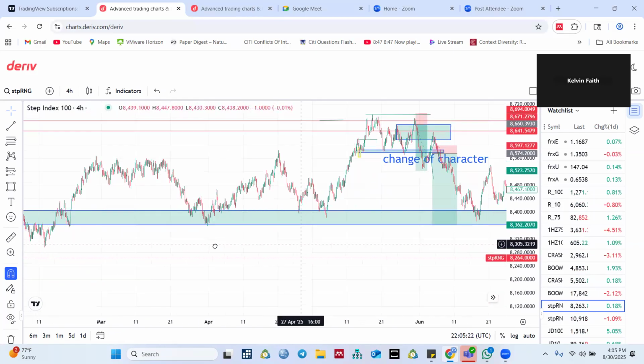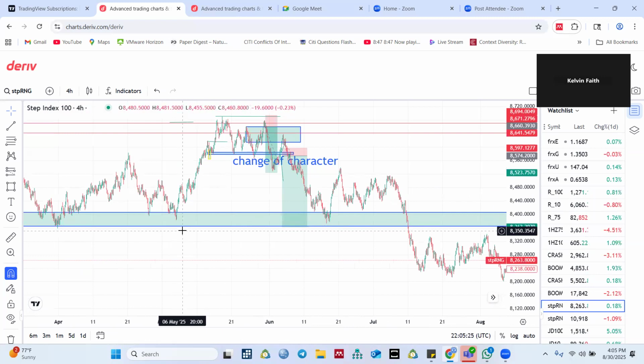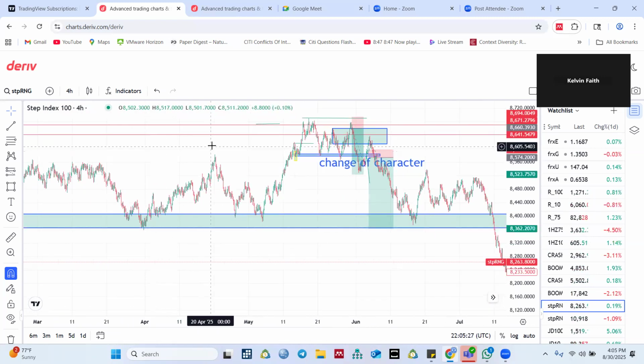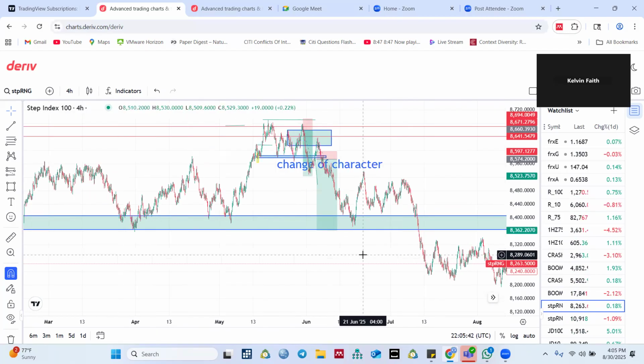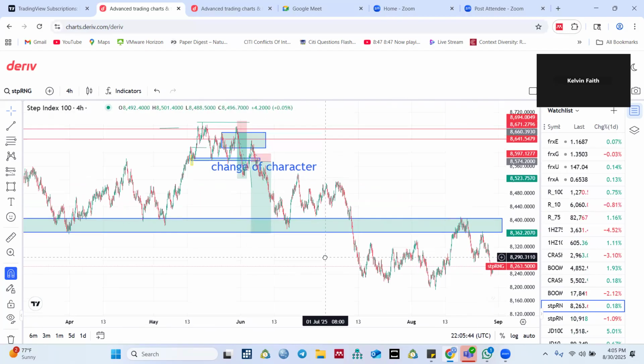Okay, we can extend this rectangle. Price hit here, it goes up. Hit here, goes up. Hit here, what should it do? It will go up. Price did not close below. So at this point, we don't have the confidence that externally we are going to go bearish yet.